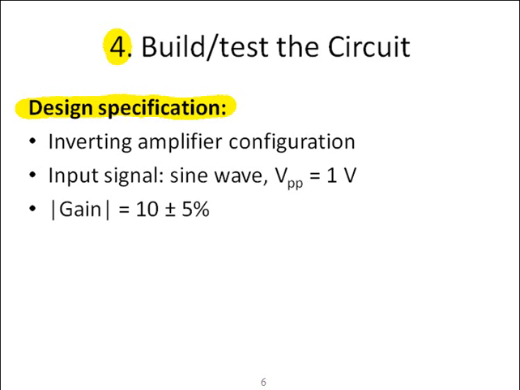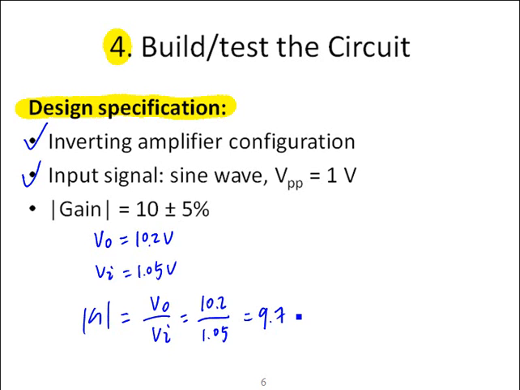Recall our design specifications. We did use an inverting amplifier configuration, and the input signal was a sine wave with peak-to-peak amplitude approximately 1 volt. As for the circuit gain, we know both the amplitudes of the output and input, so we may calculate the circuit gain, which is defined as the output over input. The result is in the range of 10 plus minus 5%. So all of the design specifications are met.